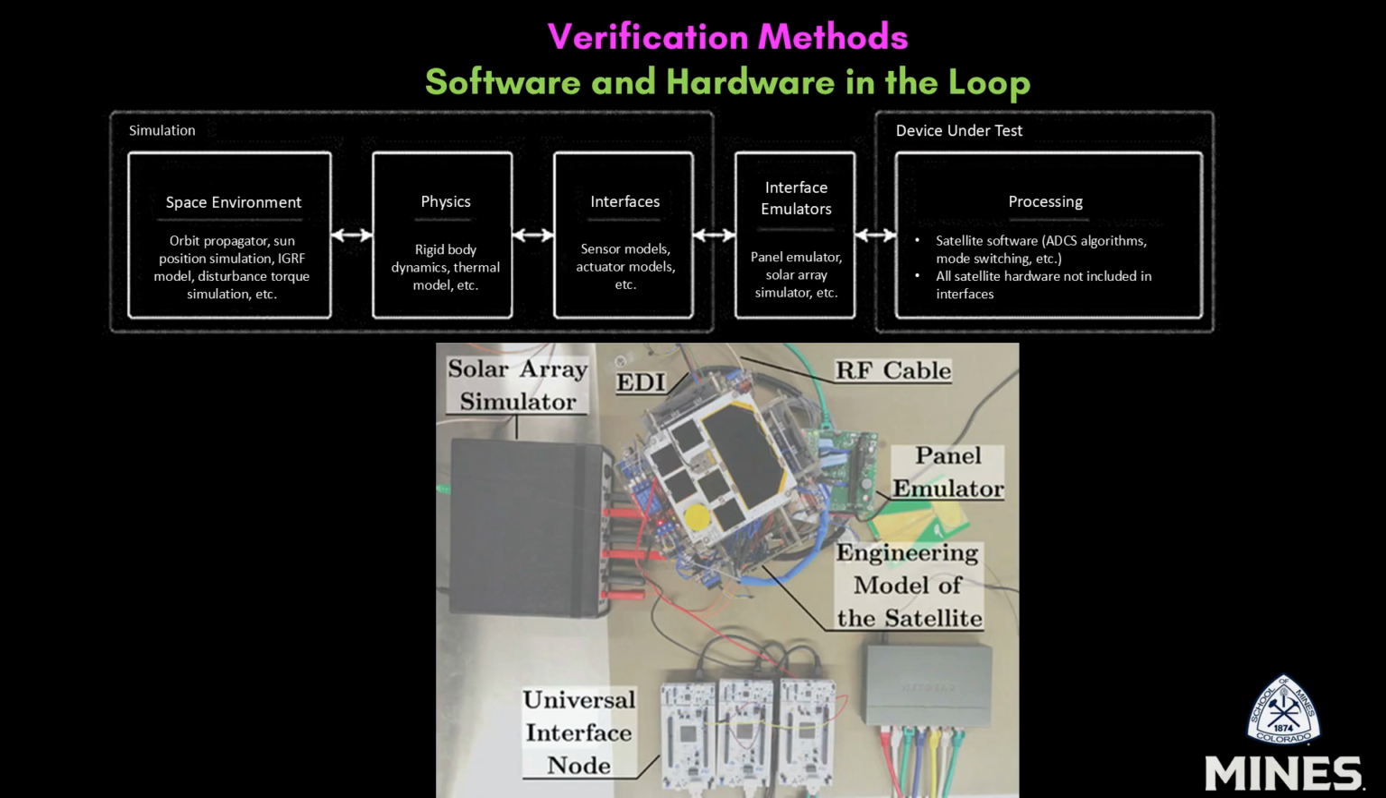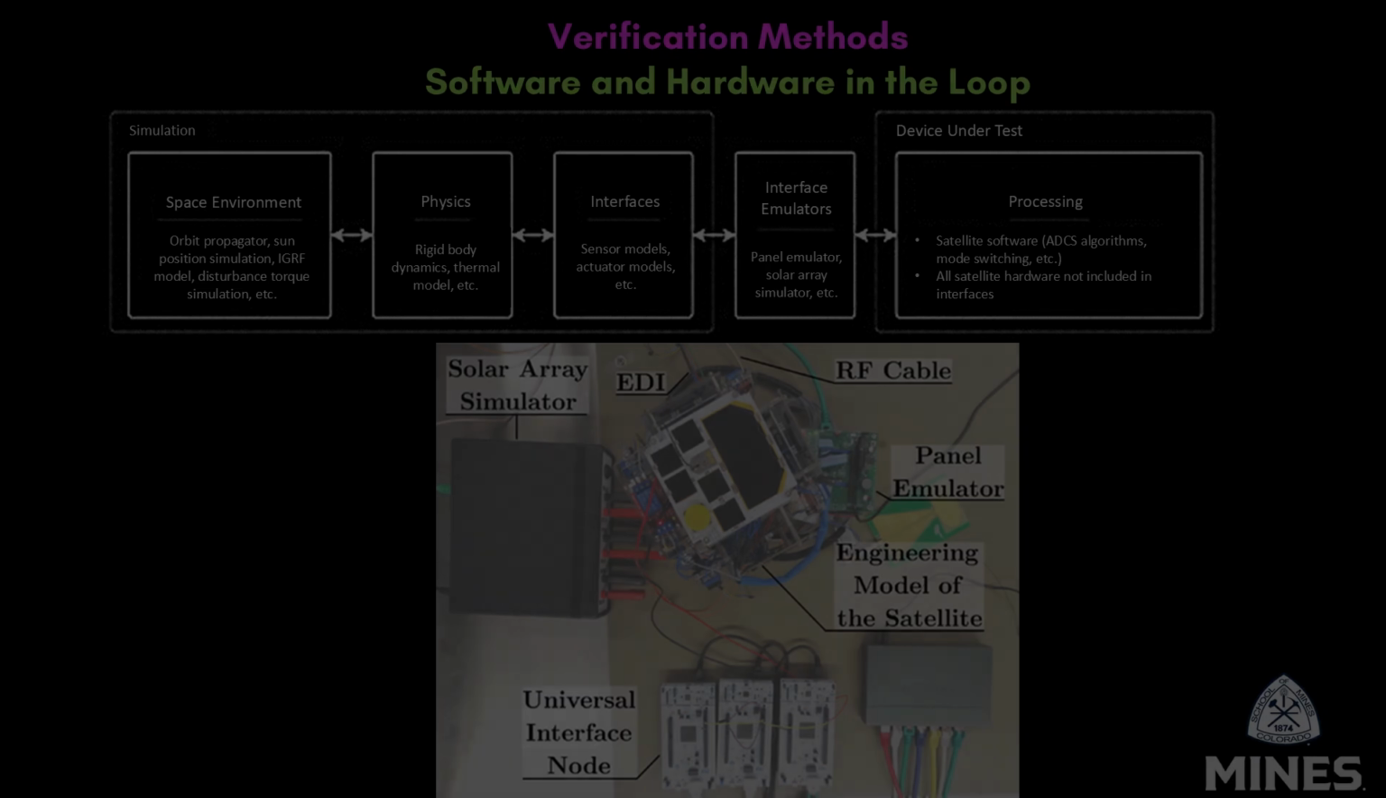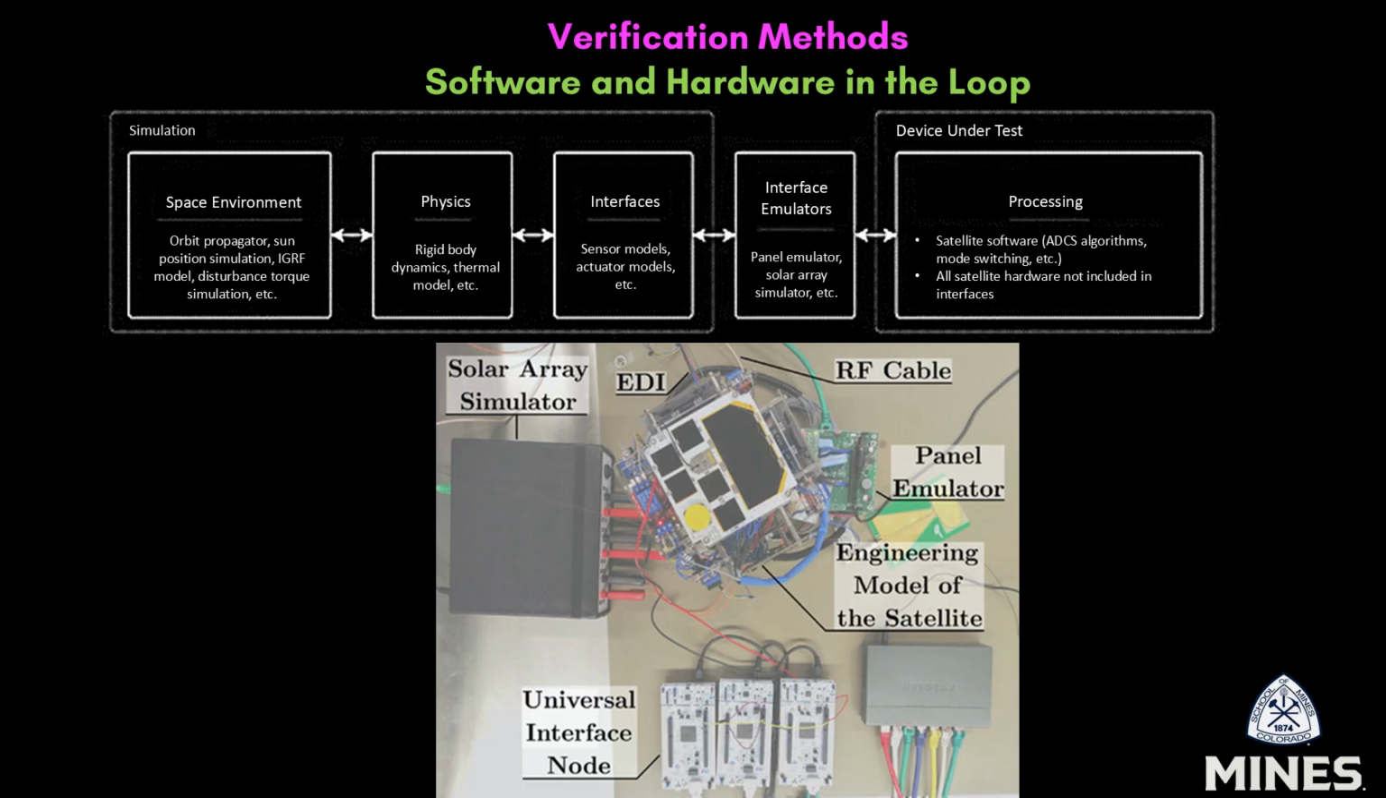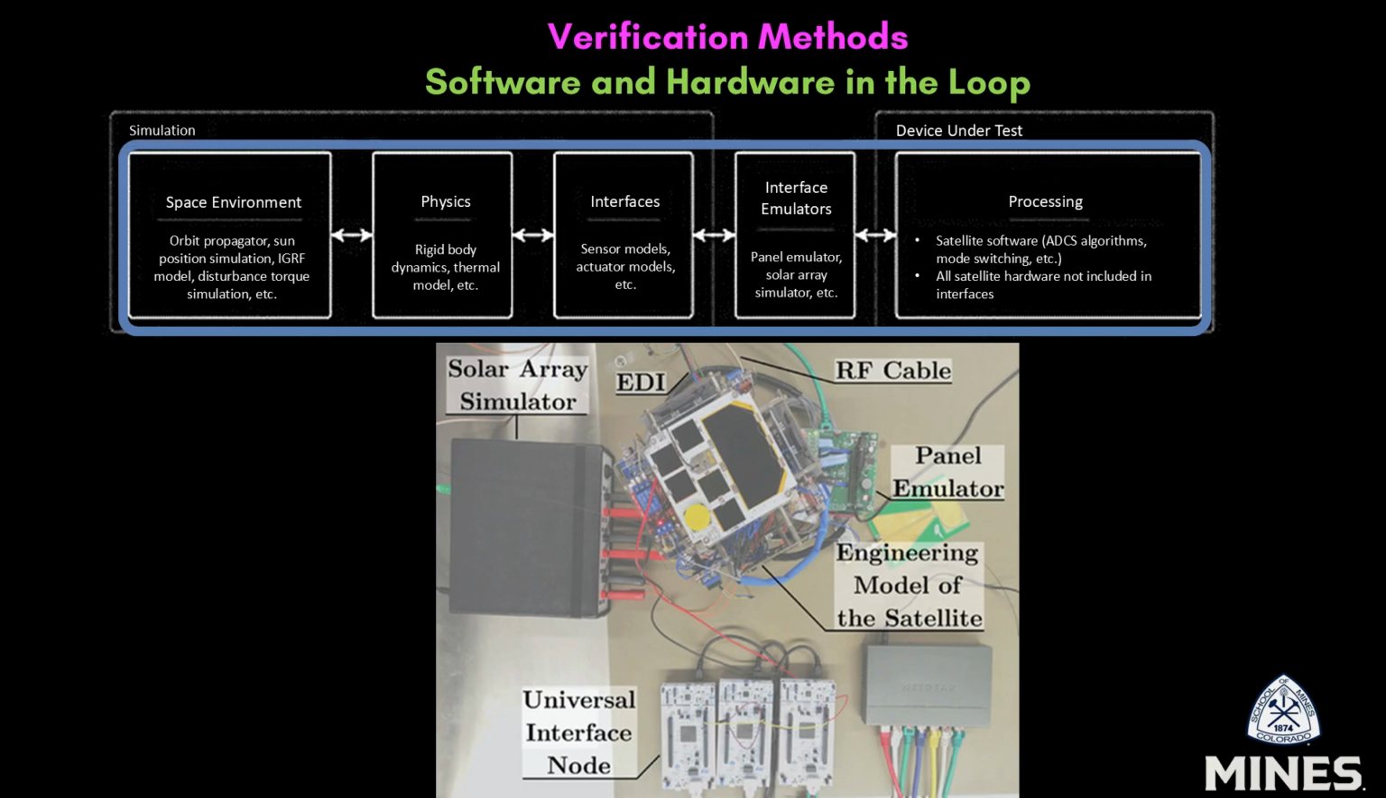We'll close out today's lecture with a look at two of the most powerful verification methods we have: software in the loop and hardware in the loop. Let's start with the big picture. At the core of this type of testing, these techniques allow us to validate how our onboard computer and flight software behave, not in isolation, but as a part of a full mission simulation. On the top half of this slide, you see a block diagram. It breaks down the components in a simulated testbed.